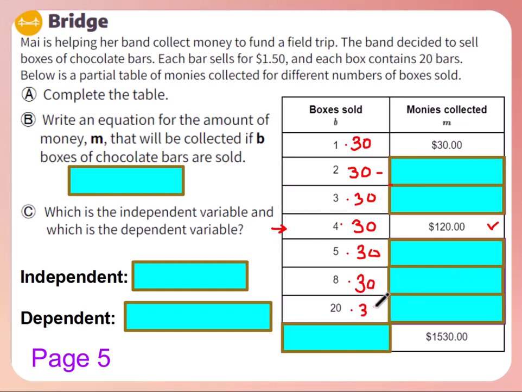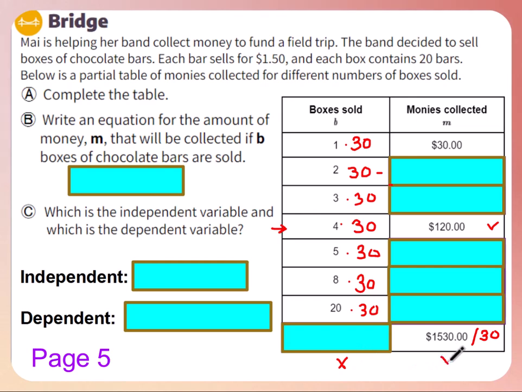If you look at the last row, we're going in reverse. So what is the reverse of multiply by 30? Instead of multiplying, we should be dividing by 30. 1,530 divided by 30 should give you what your X value is here.